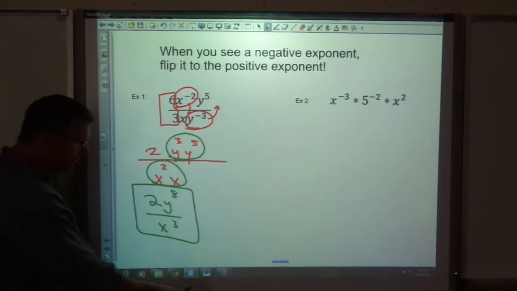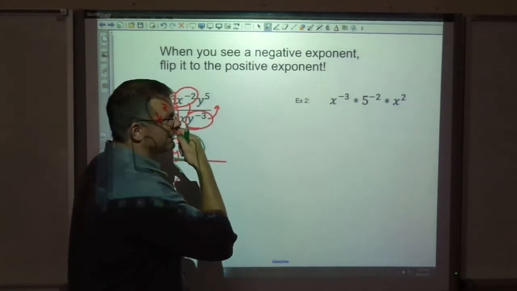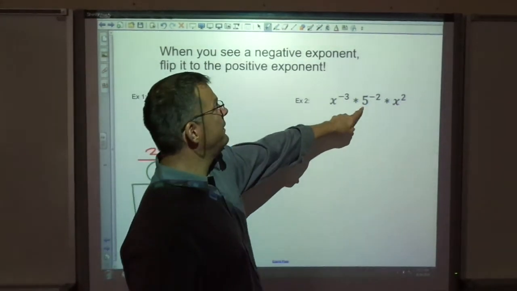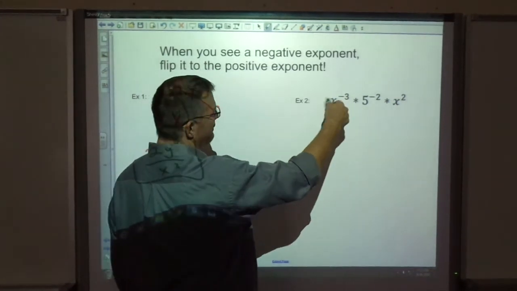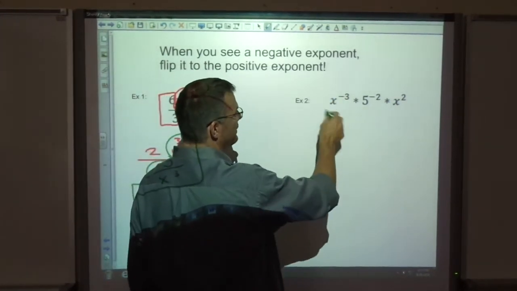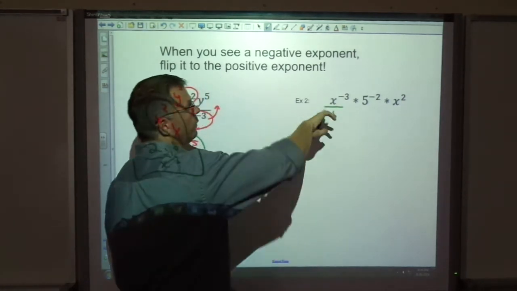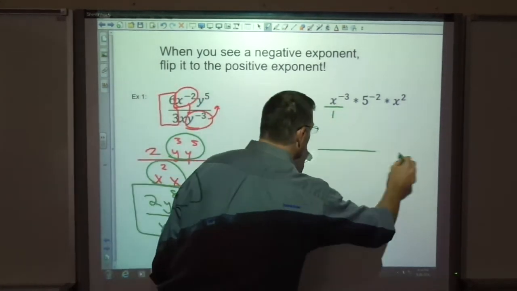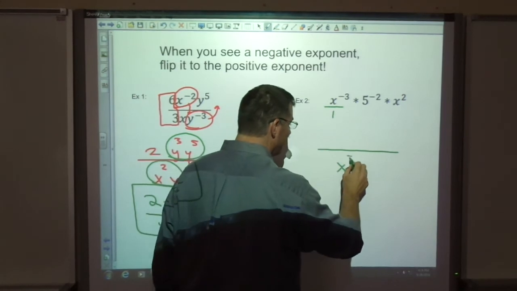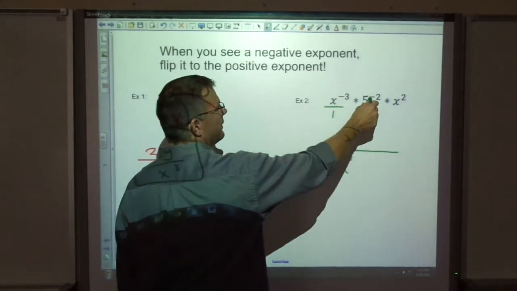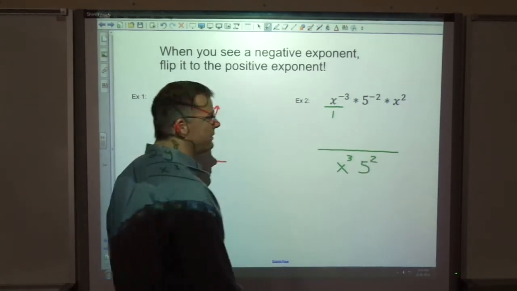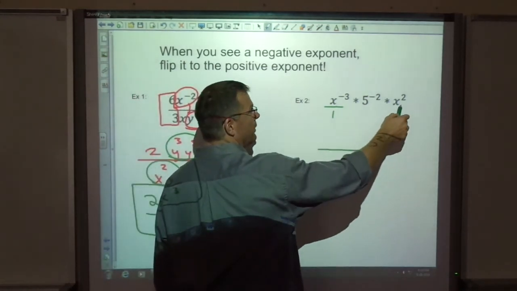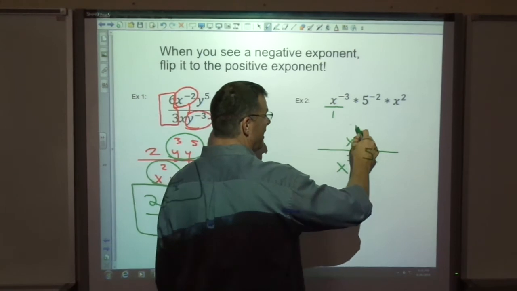One last example, something like this. X to the negative 3 times 5 to the negative 2 times x squared. X to the negative 3, let's change that. That means right now it's in the numerator. We need to drop that into the denominator. So let's put this down in the bottom. 5 to the negative 2 needs to come downstairs, make it 5 to the positive 2. And x squared, well that's positive, so that can stay up high.